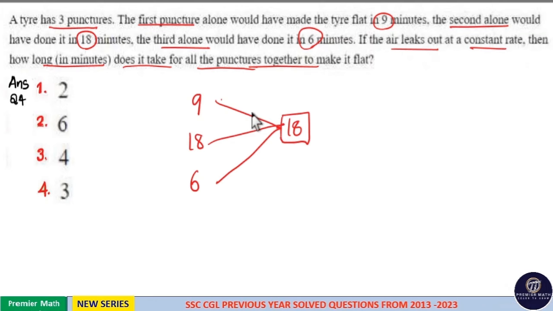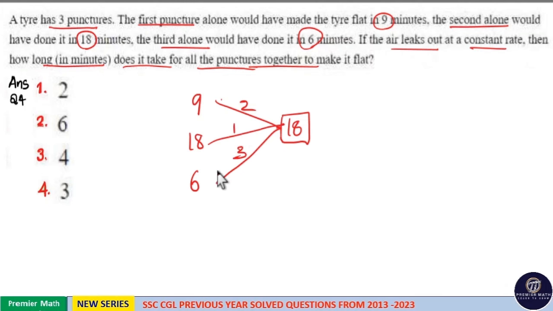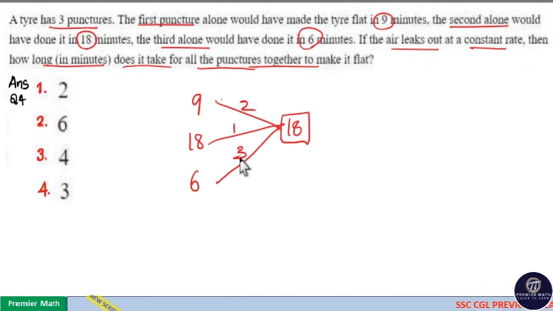So 9 goes 2 times in 18. 18 goes 1 time in 18. 6 goes 3 times in 18. The meaning of this diagram is 18 units is the total work and the efficiency of the first puncture is 2, second puncture 1, third puncture 3. Means the first puncture can complete 2 units of work in a minute. The second puncture can complete 1 unit of work in a minute. The third puncture can complete 3 units of work in a minute.